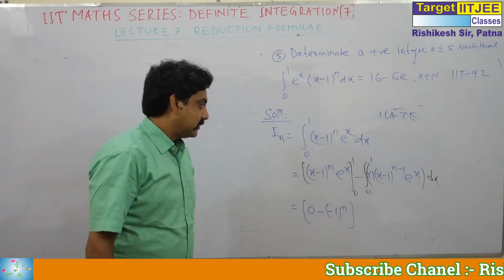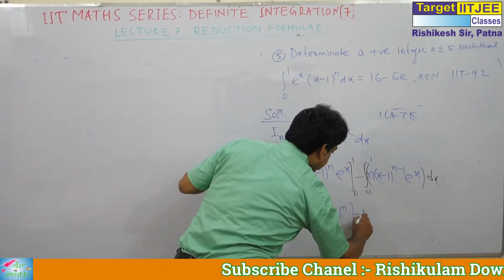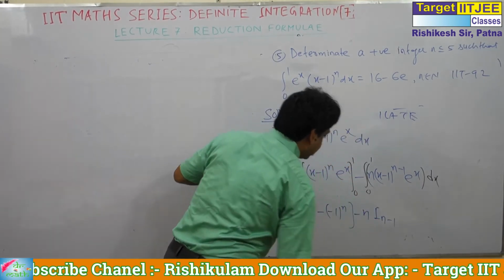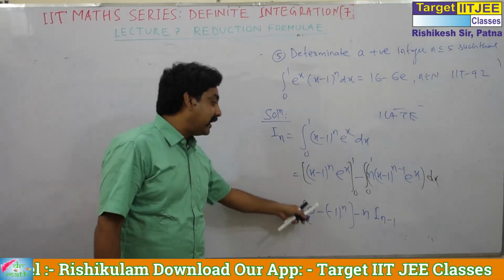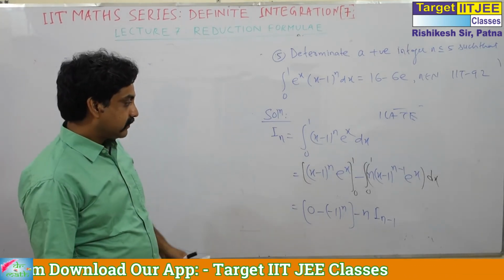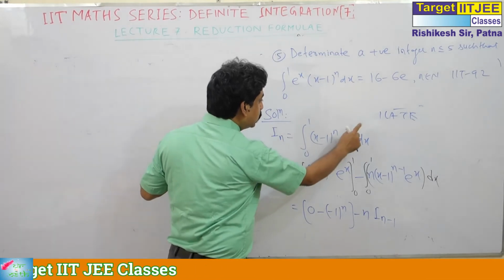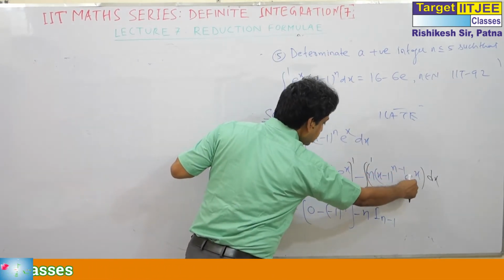Put it as, this is what? If you take n outside, remaining is I n minus 1. Why did I decide I n? I decided because this power is n, this is e to the power x. Now this power is n minus 1, this is e to the power x.